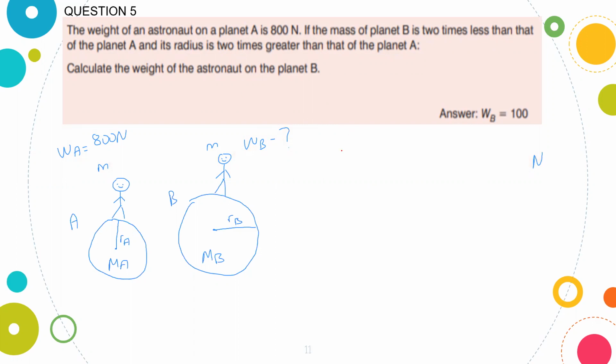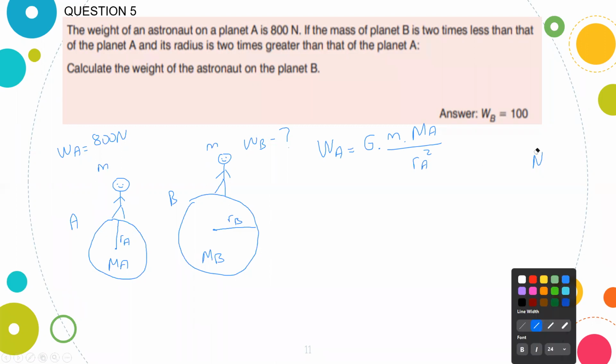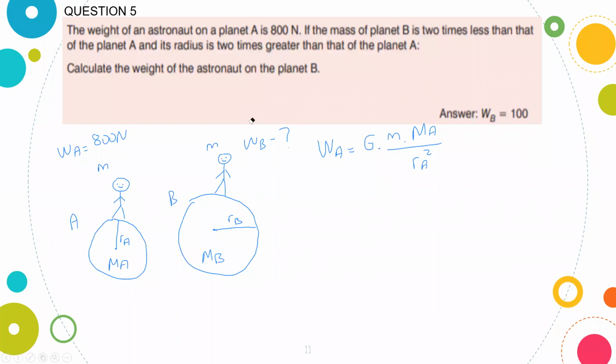Let's remember our formula. What was our formula? Gravitational force. Another name is weight. Weight equals, for A, let's write first. Weight equals G. You know G is a constant number. And then M for this guy, the mass of the man, and then times MA over RA squared. This is our first formula. And then what is the second one? We are writing it for B.